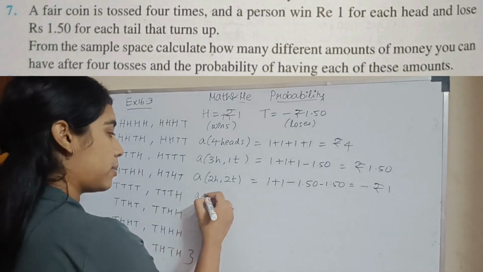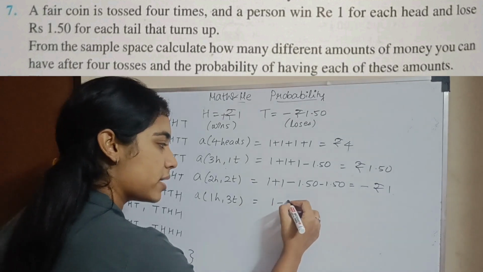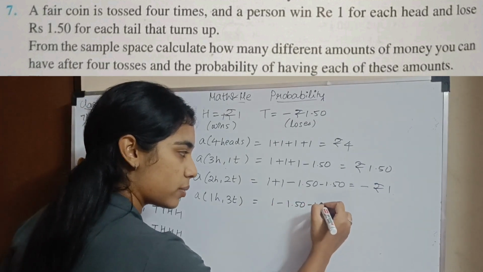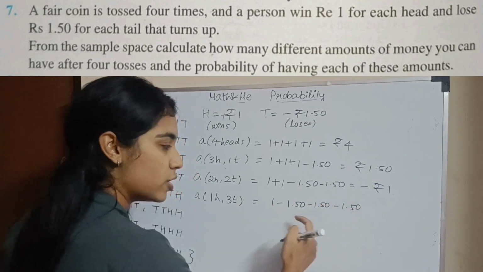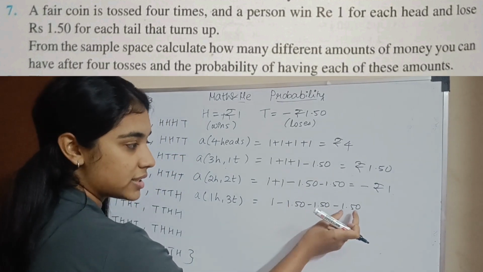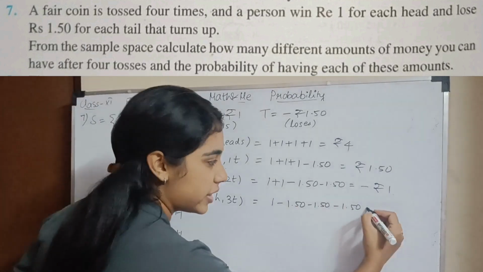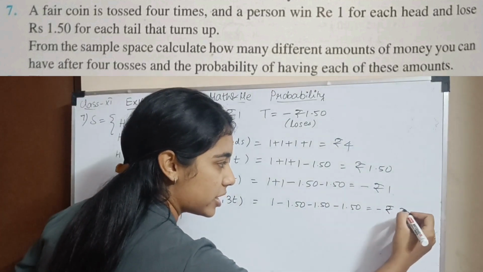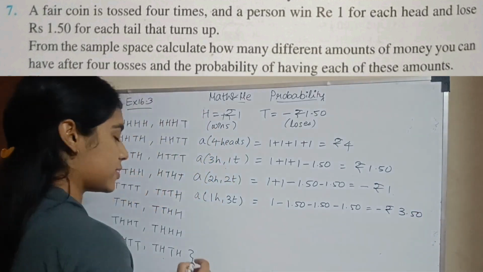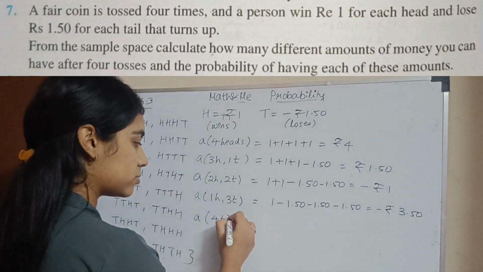Okay, then amount for 1 head and 3 tails. So I'll have 1 minus 1.50 minus 1.50 minus 1.50. So minus 1.50 minus 1.50 is minus 3. Minus 3 and minus 1.5 is minus 4.5. 1 minus 4.5 will be minus 3.5. So minus ₹3.50.